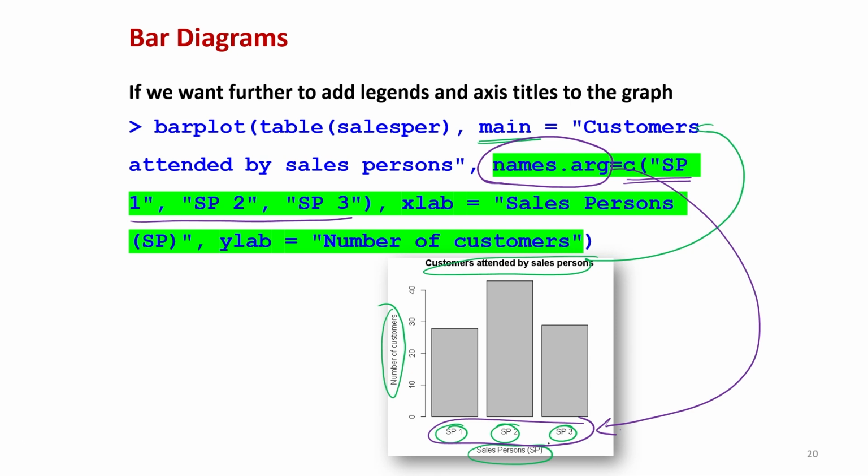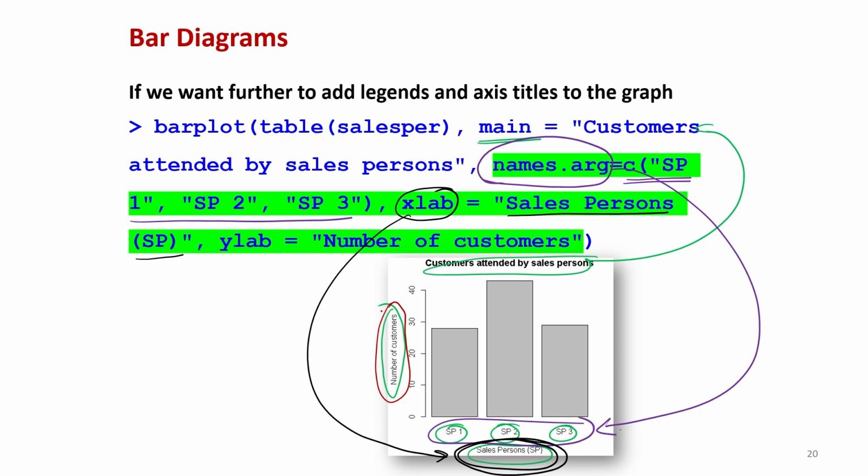Now similarly, if you want to give the title on the x-axis, like here I have given salesperson, for that you have the command xlab. You give xlab within double quotes salesperson, or whatever you want, and you will see it appearing here. Similarly, if you want to give a similar title on the y-axis, like number of customers, then you have to use the command ylab, and within double quotes you write number of customers. Once you do it, this title will come here.